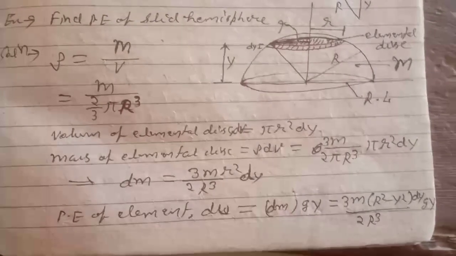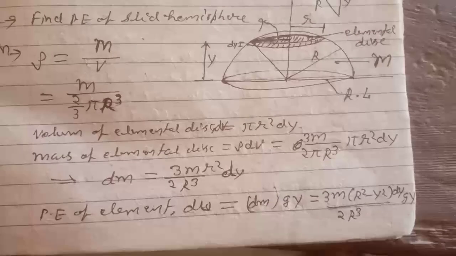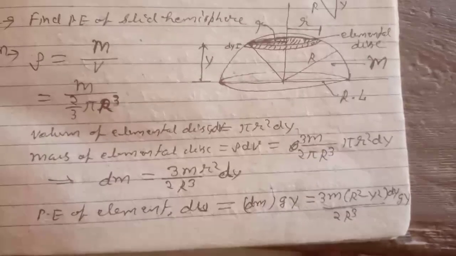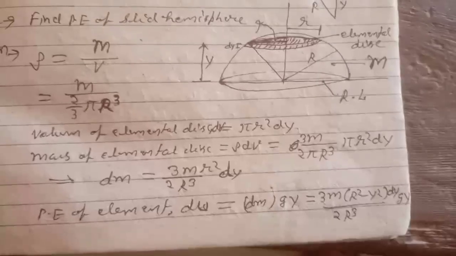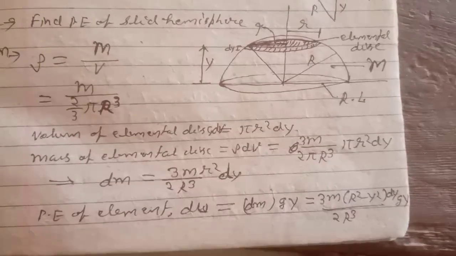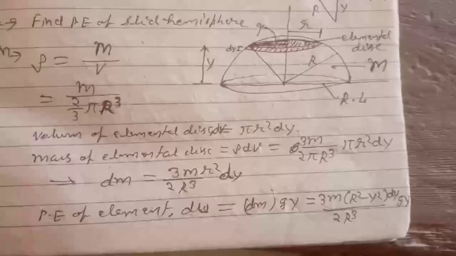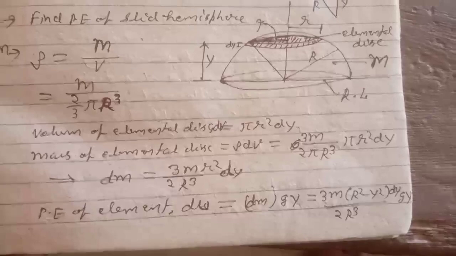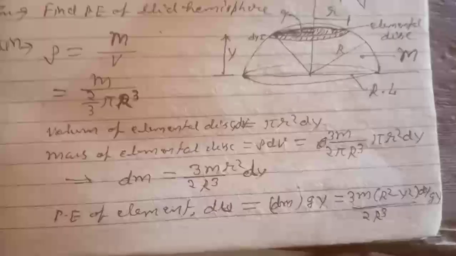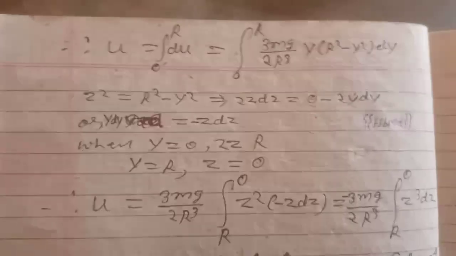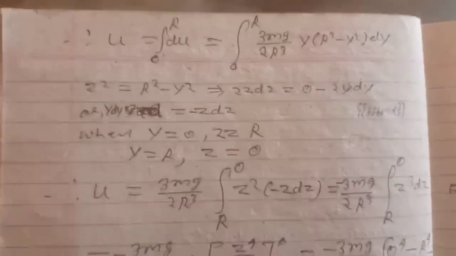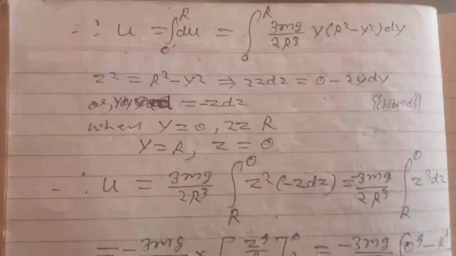Hence the potential energy of the element, du, equals dm into gy. Here dm equals 3m by 2 r cube into r square, where r square equals r square minus y square, so dm is 3m by 2 r cube into (r square minus y square) dy, into gy. Hence u equals integration from 0 to r of du, equals integration from 0 to r of 3 mg by 2 r cube, y into (r square minus y square) dy.